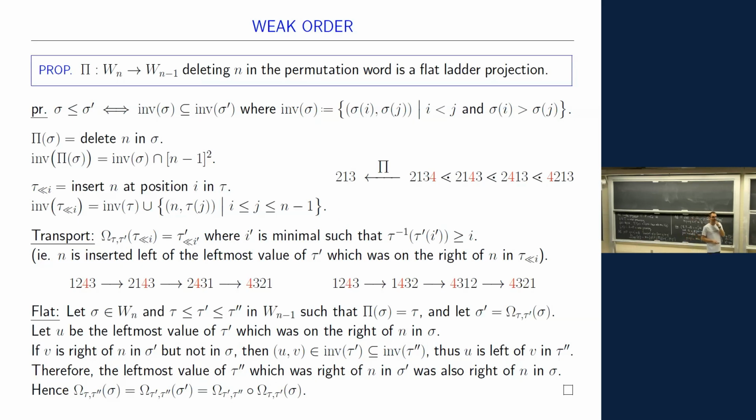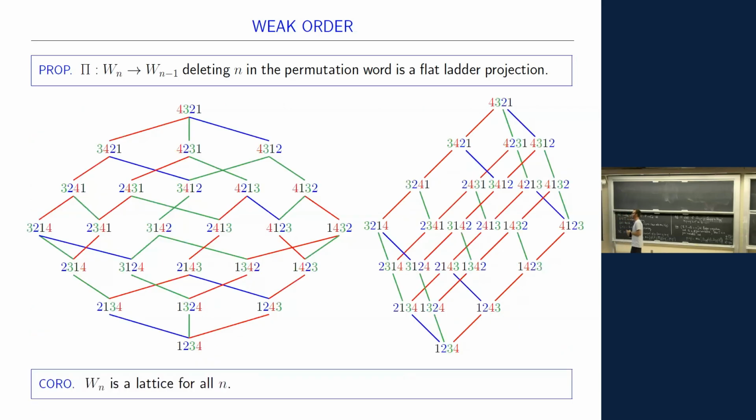So maybe you will not be convinced at the moment. It's quite a complicated proof that the weak order is a lattice, but I promise you that soon we'll do much simpler proofs than what existed before. Any questions on this proof? Okay, so in particular, proving that this projection is flat, we showed by induction that the weak order is a lattice.